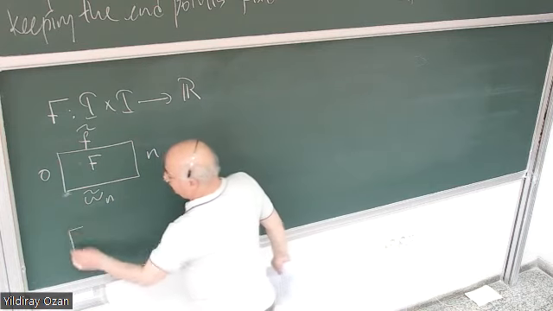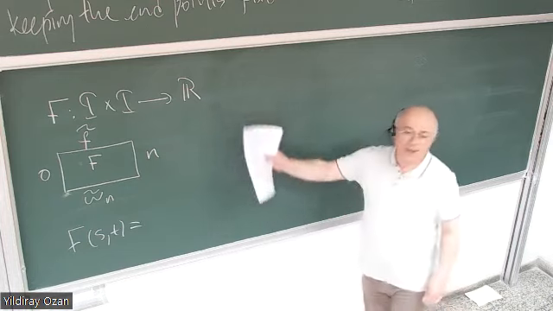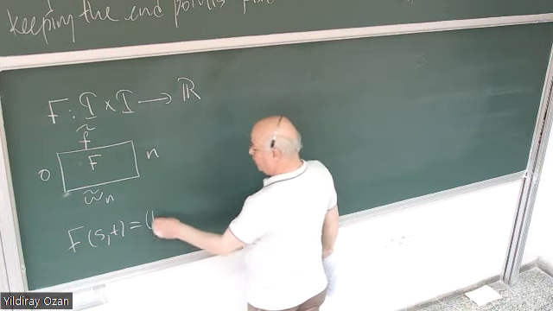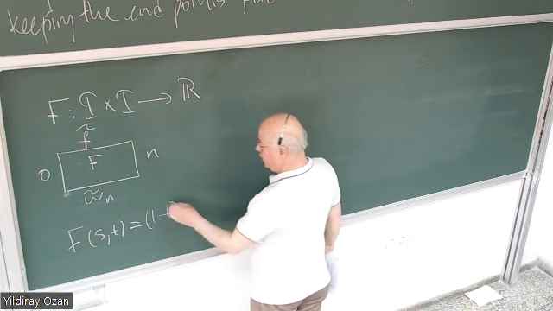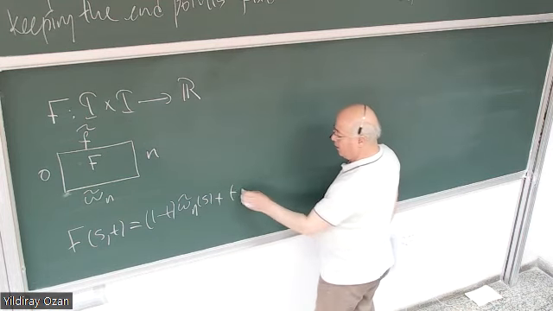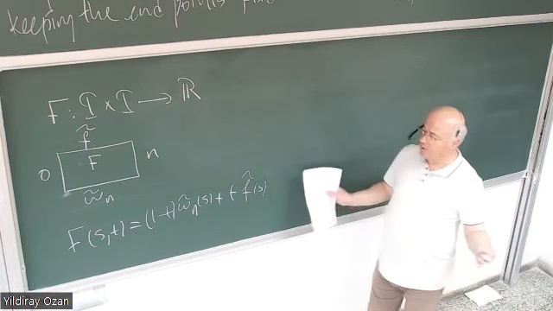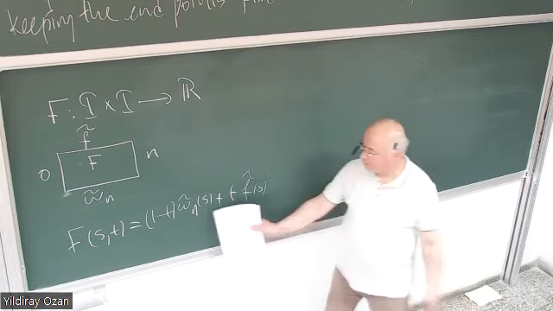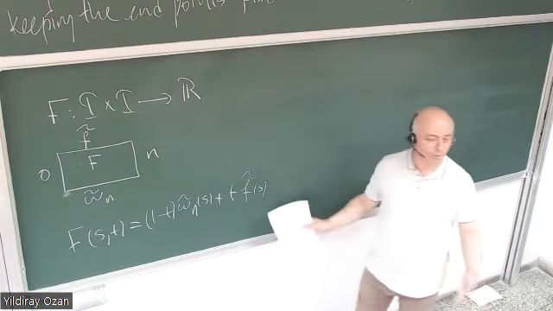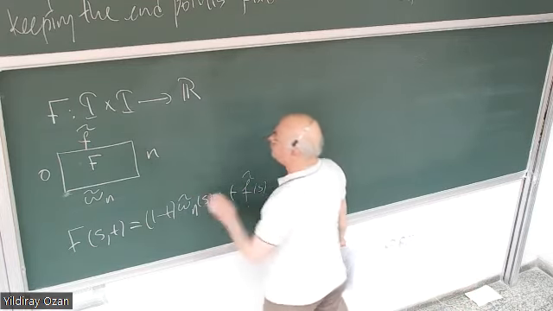How can you write this map? Well, F of S, T. Since R itself is convex, it is easy to write this: (1 minus T) W n tilde S plus T F tilde S. This function is clearly continuous, right? This is a real number. This is another real number. You just take a combination of these. So you get a function here, and it satisfies all these conditions.